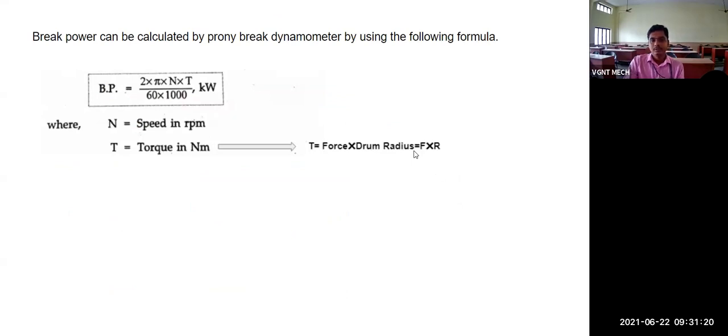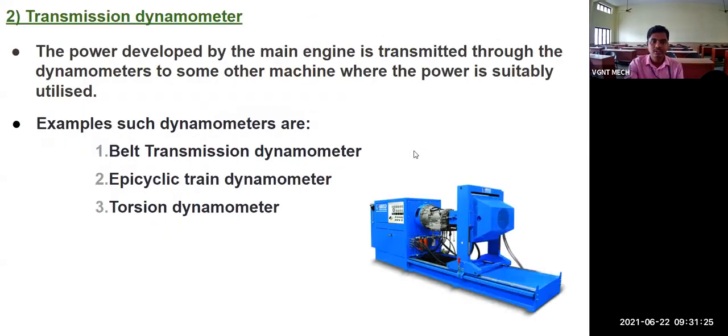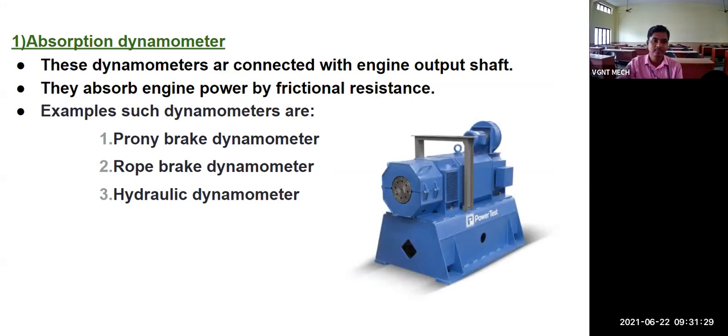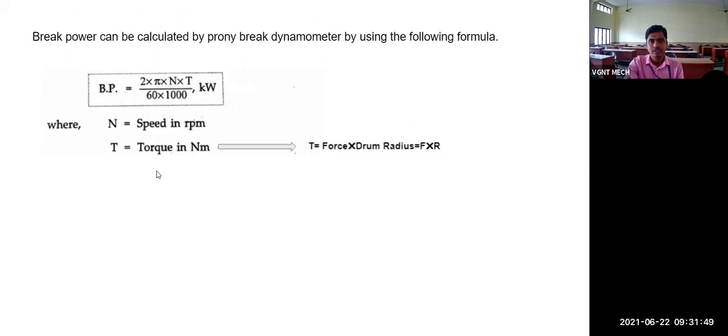Now we will come to the next type of dynamometer, because I have told you the absorption type dynamometer is of 3 types: Prony brake, rope brake, and hydraulic dynamometer. We have already discussed the Prony brake, last class, and today we revised it once again. Next we are going to discuss the rope brake dynamometer. So quickly we will do it.